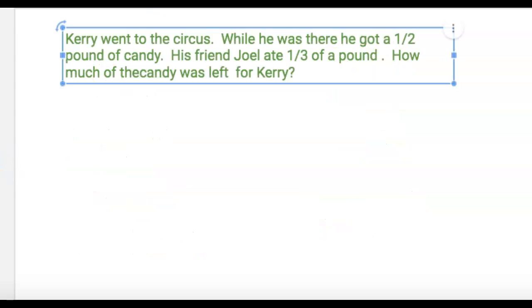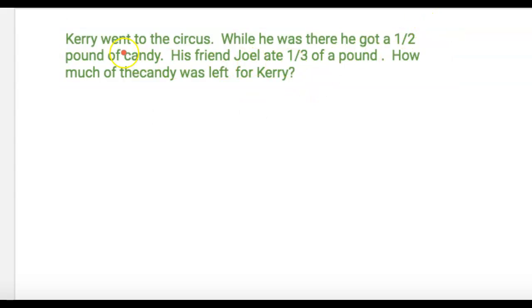Carrie went to the circus. While he was there, he got a ½ pound of candy. His friend Joel ate 1/3 of a pound. How much of the candy was left for Carrie?